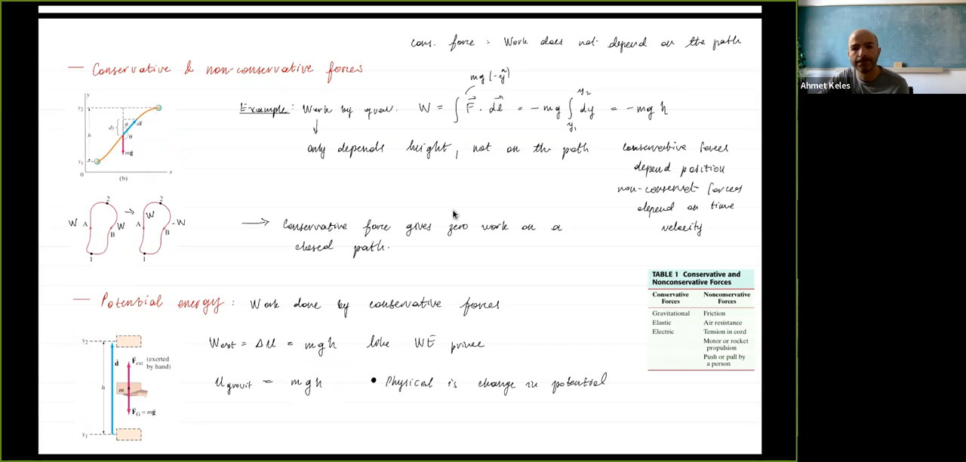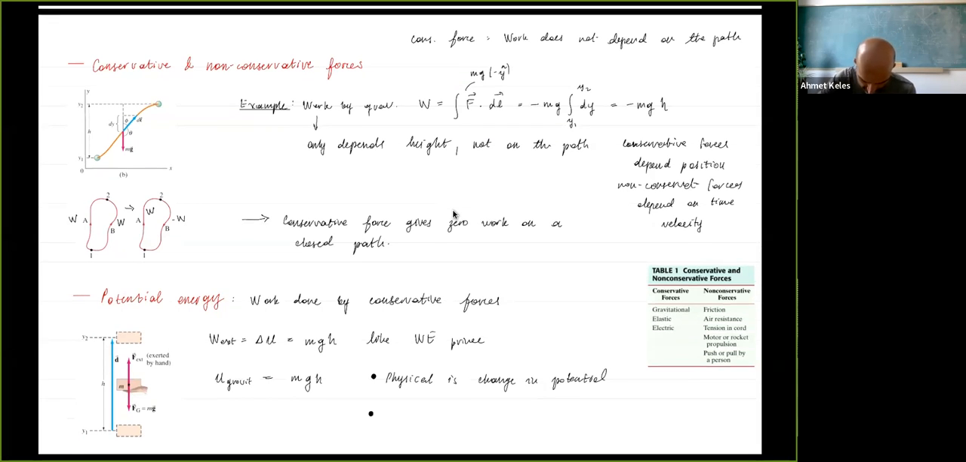Okay. And another thing is this potential energy here. Maybe I can also write this as a bullet. Potential energy is a property of the whole system. In this case, it is Earth plus the block. Okay.